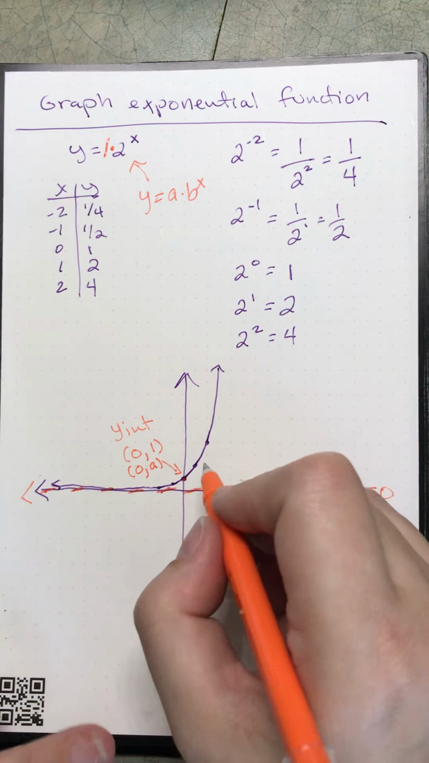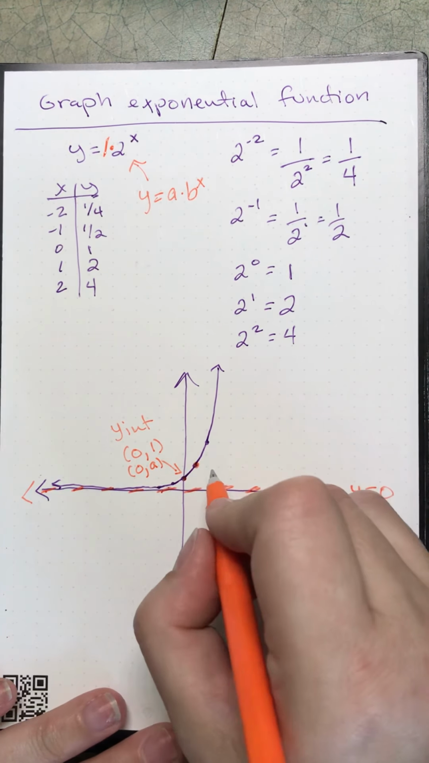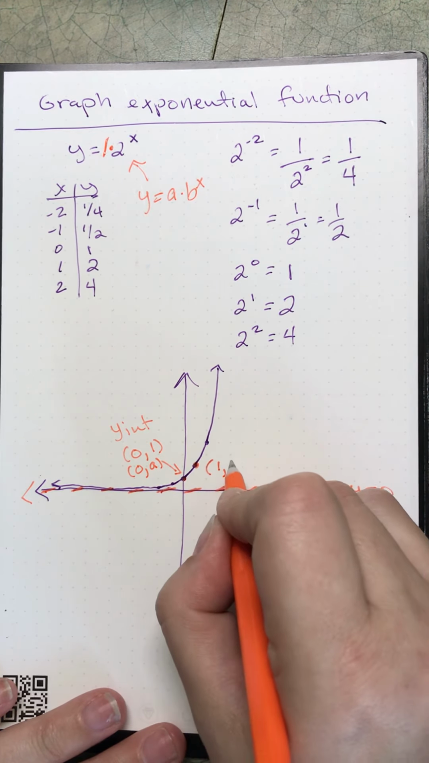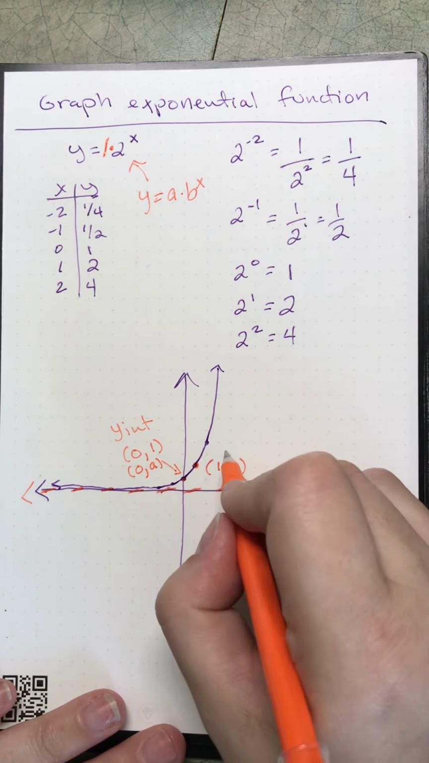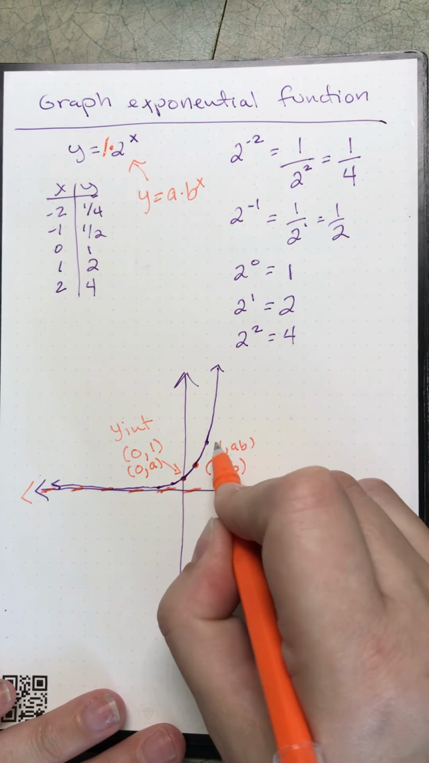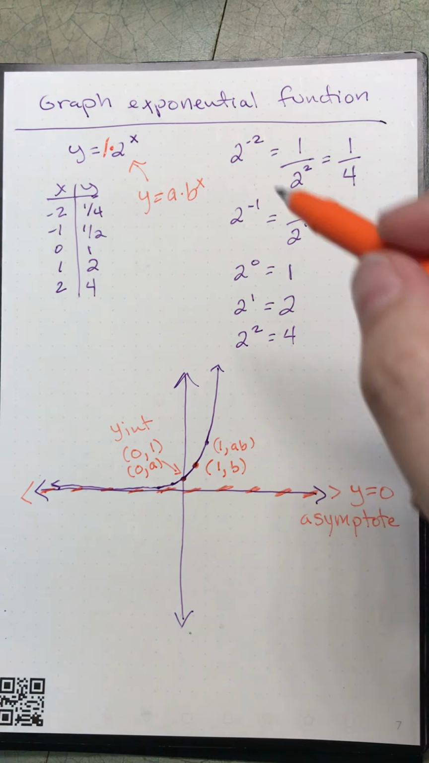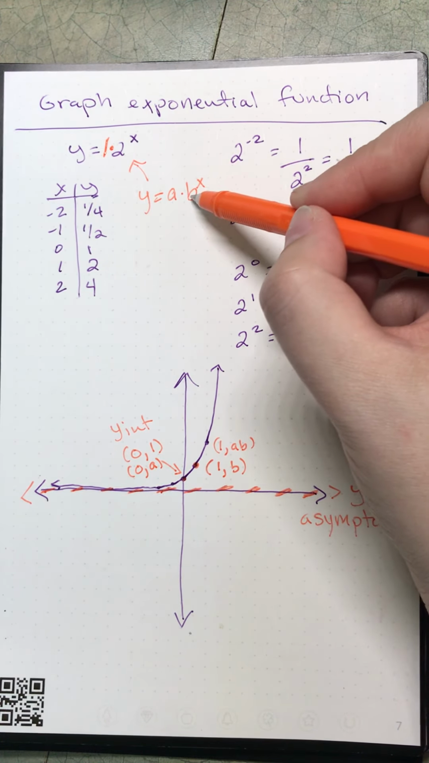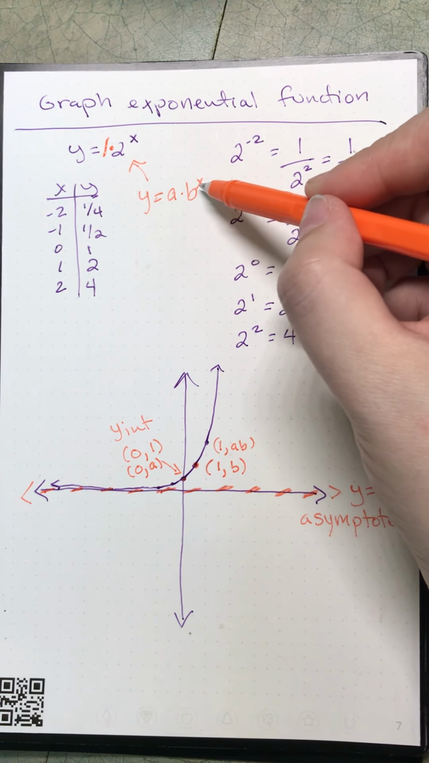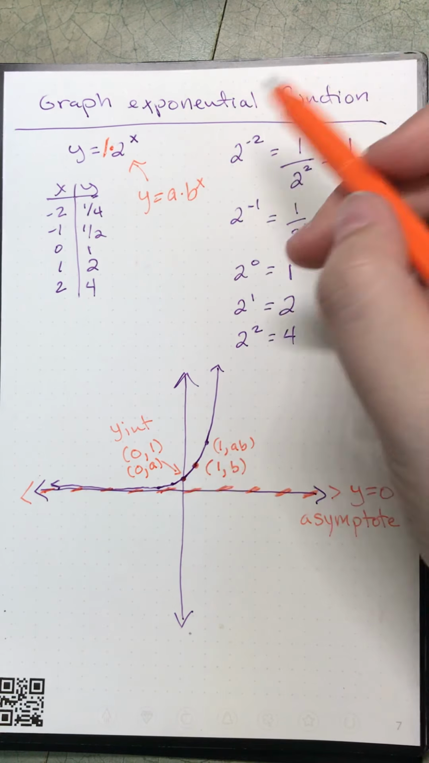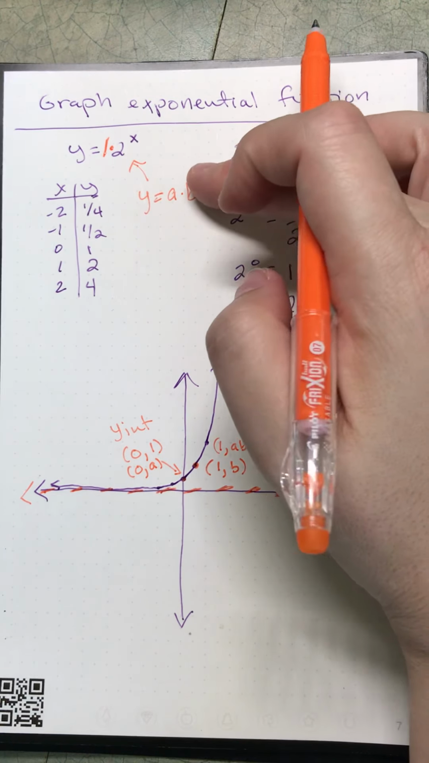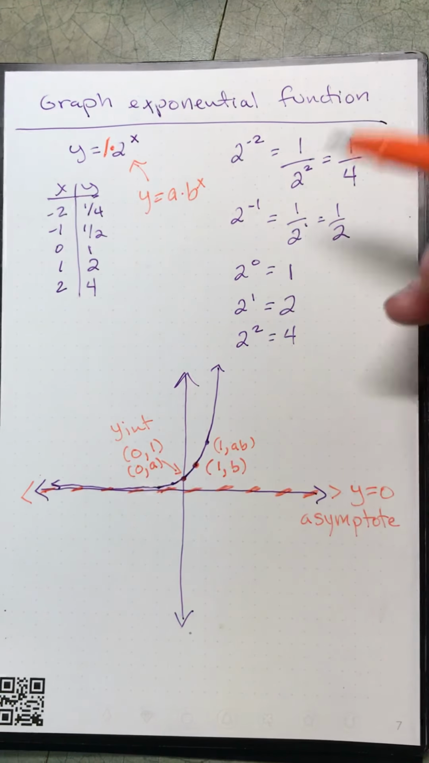And then we also have this point here that's important. This is always the point at 1, b, or if there were a different a value, it would be 1, ab. So here, if it's just to the first power, then we don't really need the exponent, right? Anything to the first power is just itself, so it would just be a times b, or in this case, it's just 2.